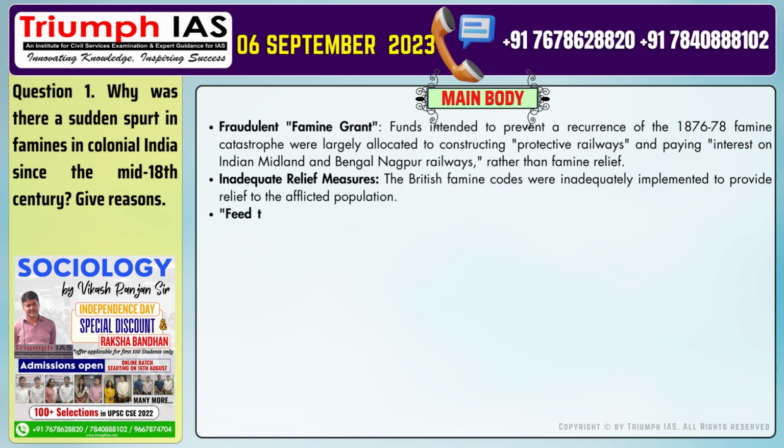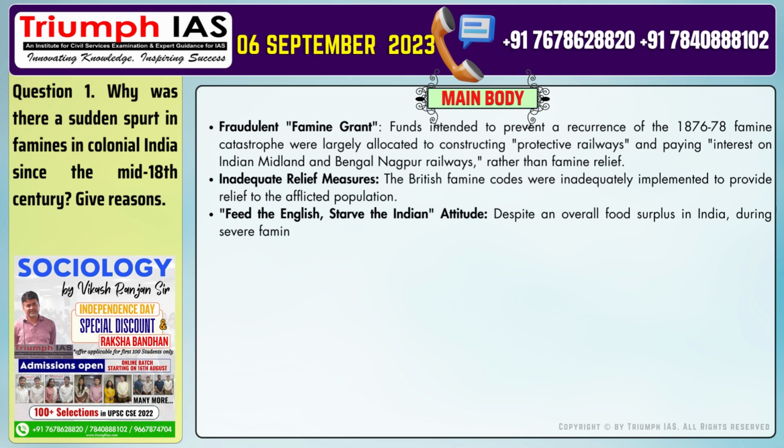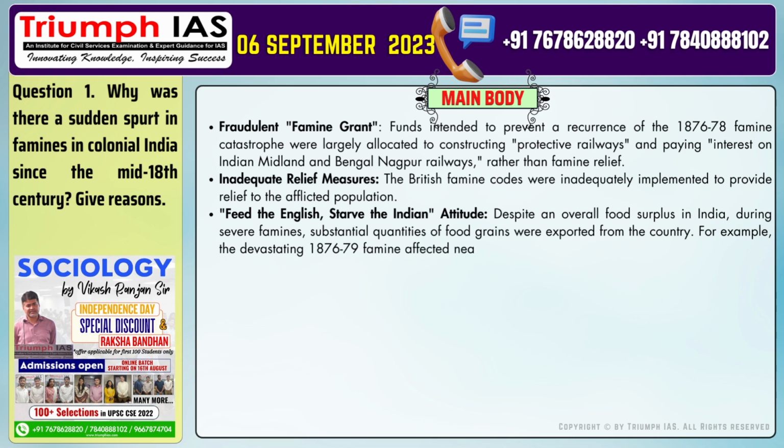Number 10. Feed the English, starve the Indian attitude. Despite an overall food surplus in India, during severe famines, substantial quantities of food grains were exported from the country. For example, the devastating 1876 to 1878 famine affected nearly the entire southern, western, and northern regions of India.